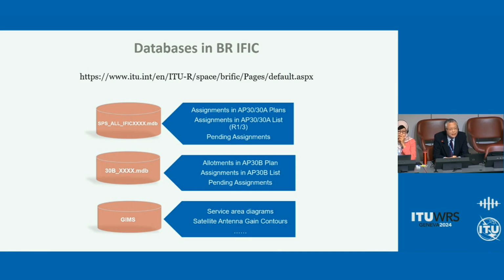Together with these databases, there is another, the GIMS database. You may know that it contains all the diagrams, antenna diagrams and service area diagrams, of all the satellite networks. The diagrams for the plan entries are also included in the GIMS database. So with these three databases, you can get all the detailed information about plan entries.